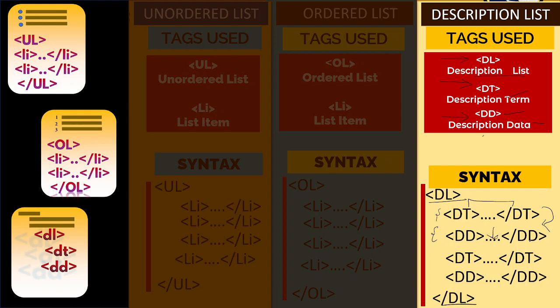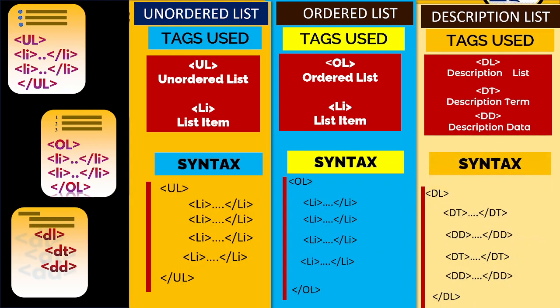Now, just with the organization of these DTs and DDs in a specific way, we can organize or structure the description list in different ways. So this is the complete picture of what are the tags which are used and what are their specific syntax. So UL for unordered list, OL for ordered list, and DL for definition or description list. D stands for description, L stands for list.